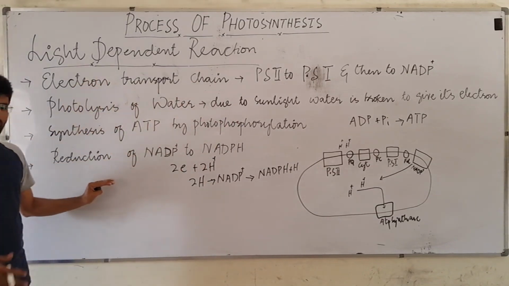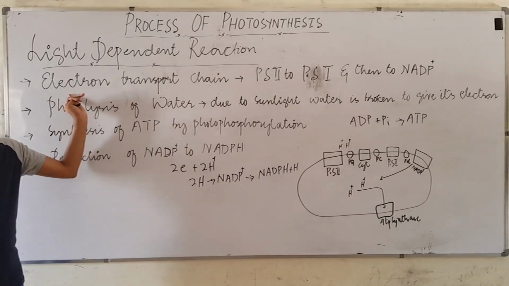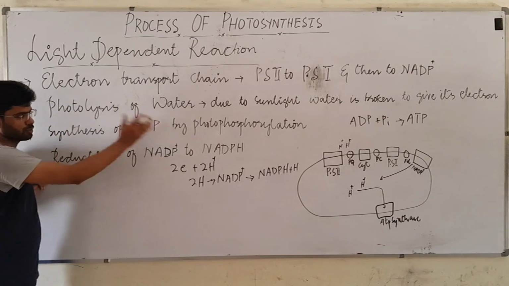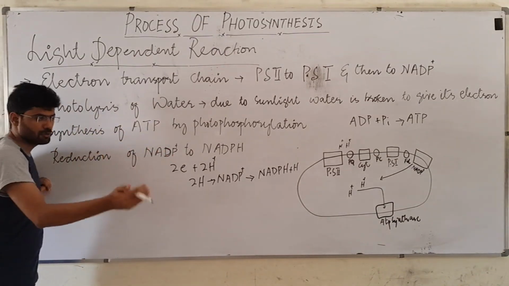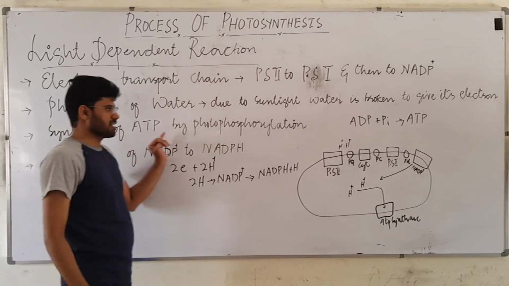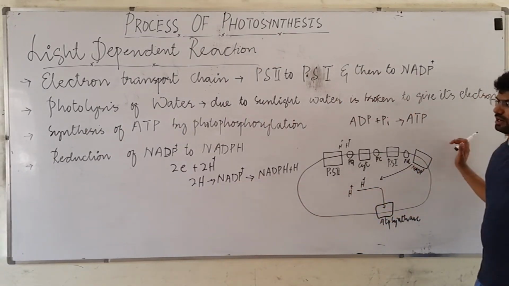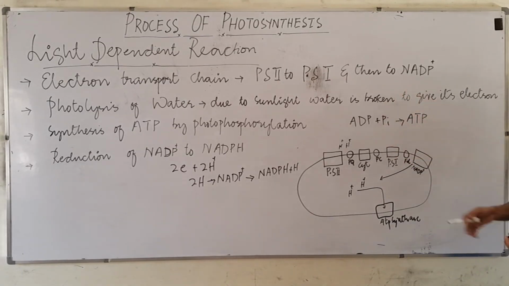These 4 things must happen during the light-dependent reaction. The first is the electron transport chain. The second, the photolysis of water. Light is not breaking water directly, but due to light, water is breaking. The third, the synthesis of ATP, and this synthesis is called photophosphorylation. The fourth, reduction of NADP into NADPH. So this is the overview of the light-dependent reaction.